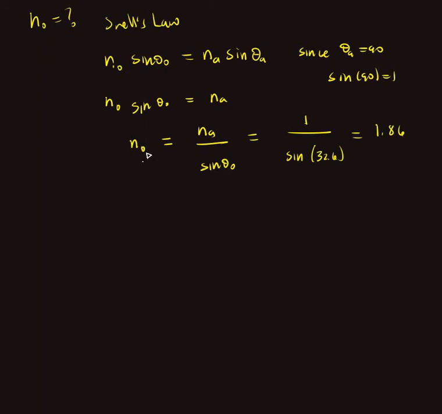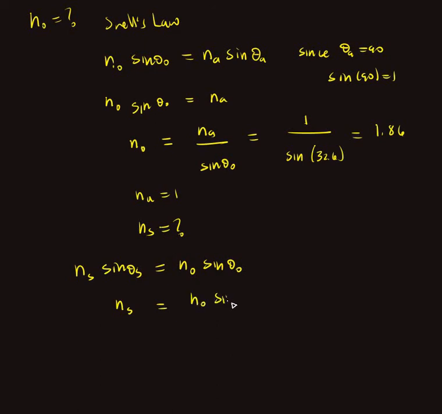Now that we have the index of refraction of oil, and we already know that the index of refraction of air is 1, let's calculate the index of refraction of the syrup, which is what the problem was looking for. Using Snell's law again, the index of refraction of the syrup, sine of the angle of the syrup, is equal to the index of refraction of oil, sine of the angle of oil. The good thing is we have everything except the index of refraction of the syrup, which is what we're looking for.